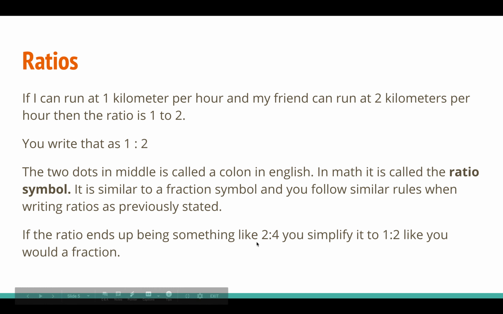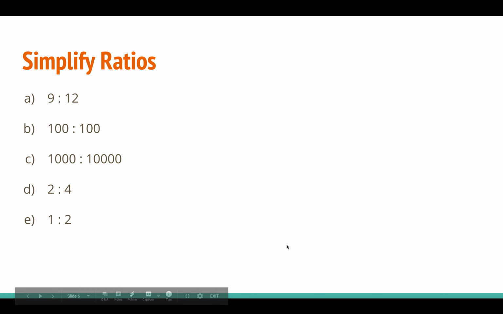By the way, if the answer is something like 2 to 4, you can just simplify it to 1 to 2 if you want to write down a ratio. Think of it like a fraction. So why don't you try to simplify a couple of ratios? I'll give you a minute. Let's see how you do.